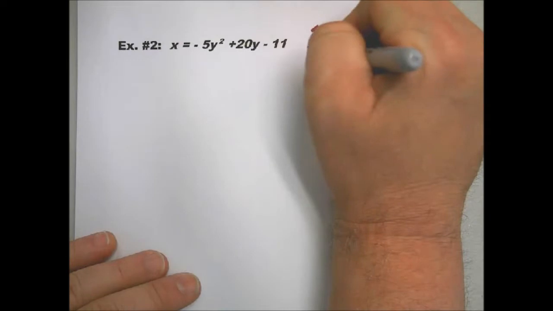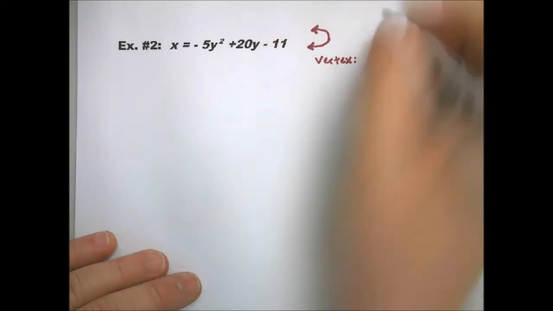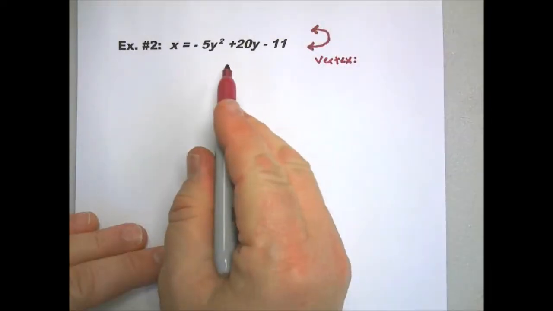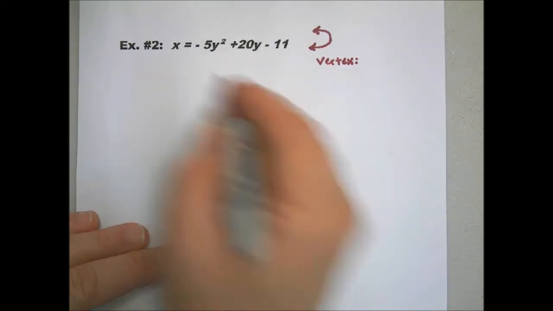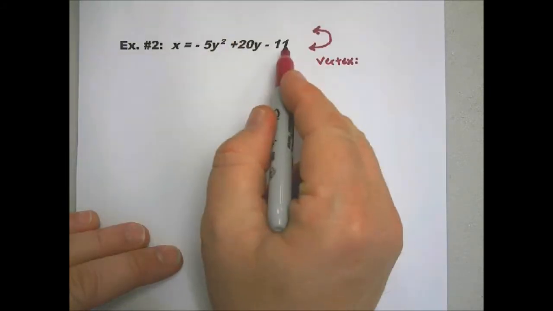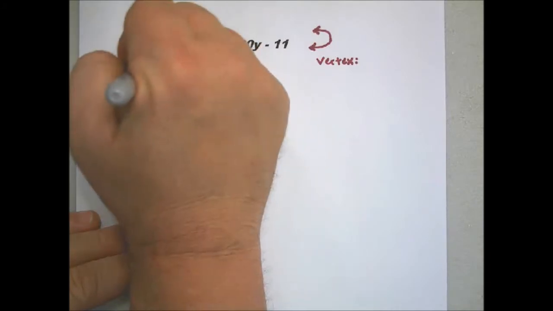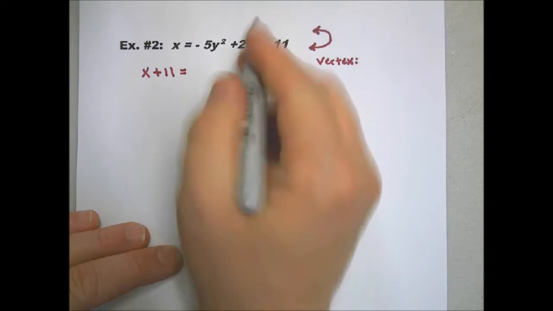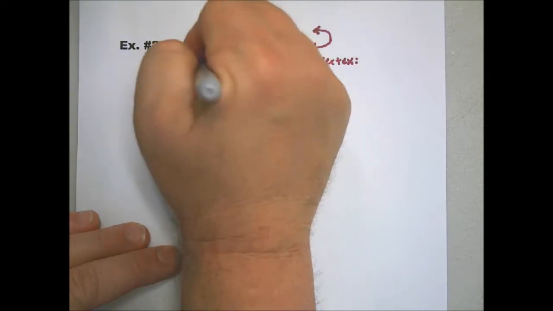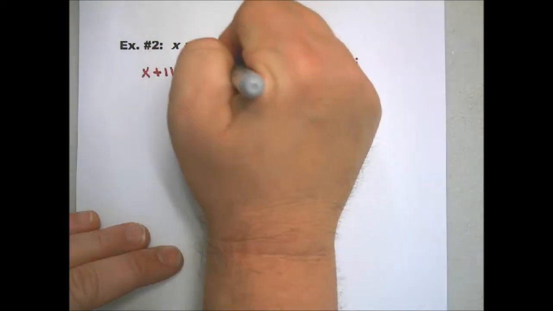Well, in order to answer that question, we're going to go from general form to descriptive form. So the constant moves over to the other side. So when negative 11 moves over there, it would be plus 11. x plus 11 equals negative 5y squared plus 20y.